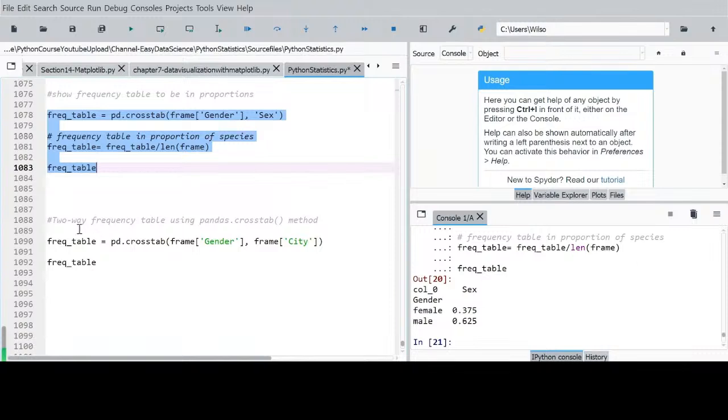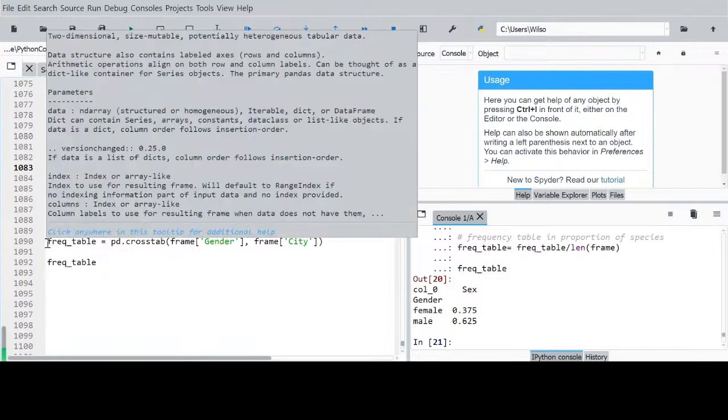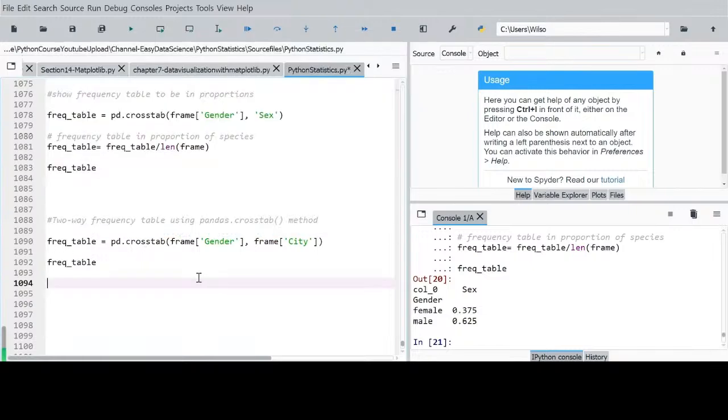So next we will show how to create a two-way frequency table. It is also called a contingency table between two variables. You can also use the crosstab function, but inside the parentheses, we have to input two variables. So the first variable is frame gender, then the next variable is frame city. And we show the results.